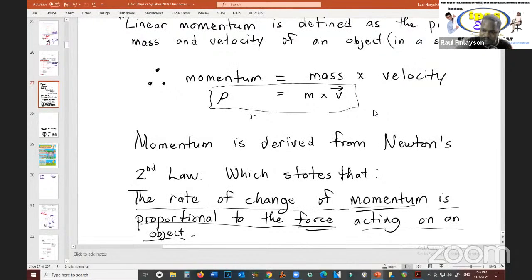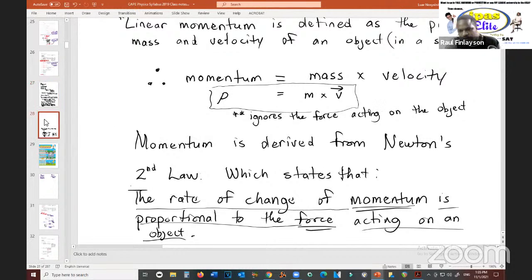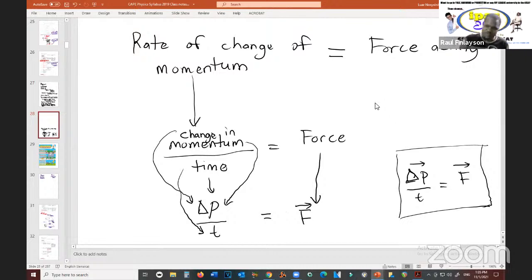This one ignores the force acting on the object. So that is why this formula is used when you're ignoring the force that acts on an object. But when the force is responsible and of interest, then we use the formula with force in it. So let's take a look at some questions that would show us that.